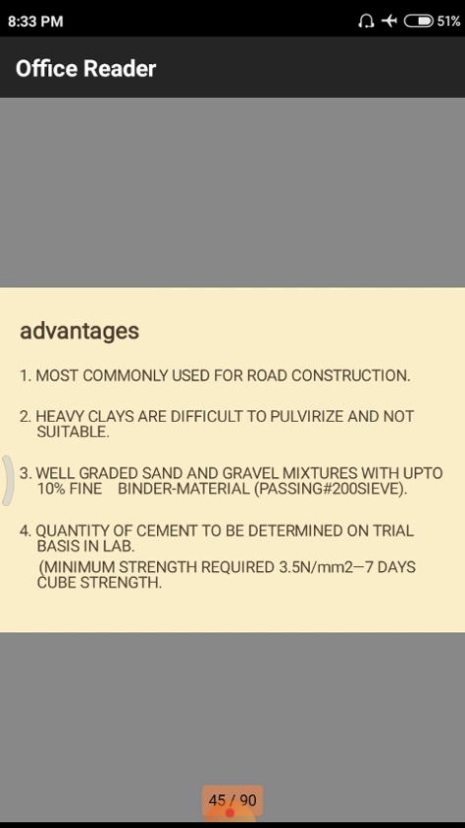Next, the minimum strength required is 3.5 Newton per mm square in a period of 7 days. That means we have to add this cement content to the soil, and with the help of water, we have to get a strength of 3.5 Newton per mm square in a period of 7 days.